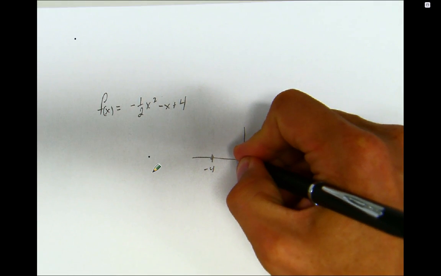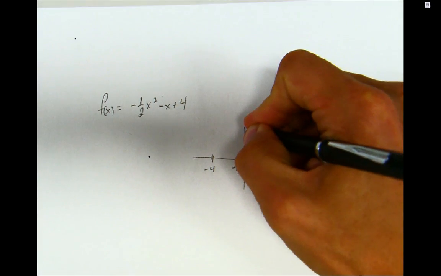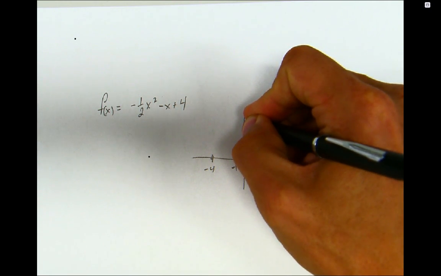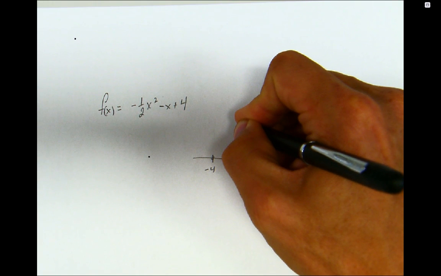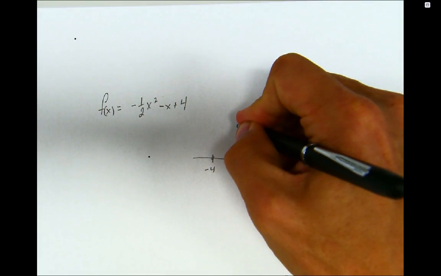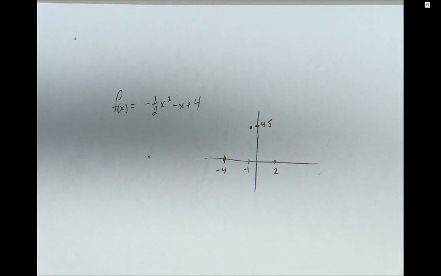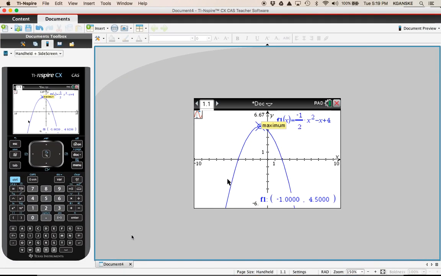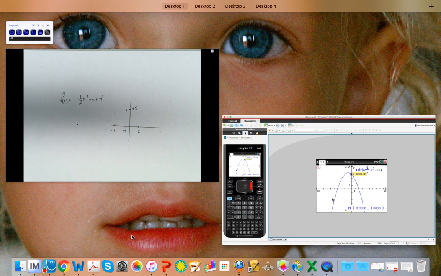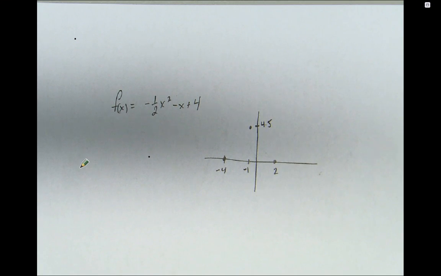So here's -1, and up here someplace is 4.5. There's our vertex. Okay, and I think it'll show me the y-intercept at 4 as well. Not that that should be much of an issue for you guys, but if you want to, yeah, there it is. Okay, so we can go and put that on our graph as well.